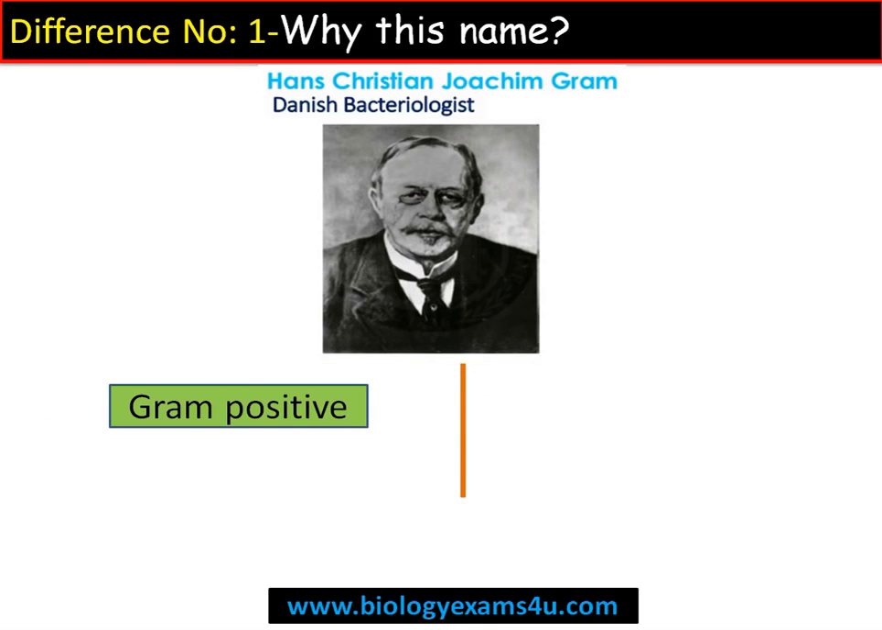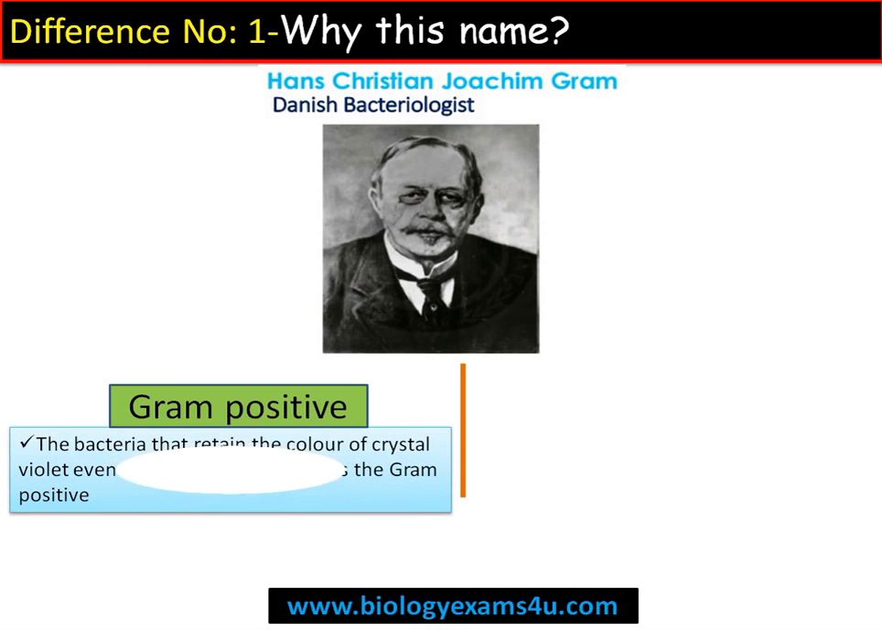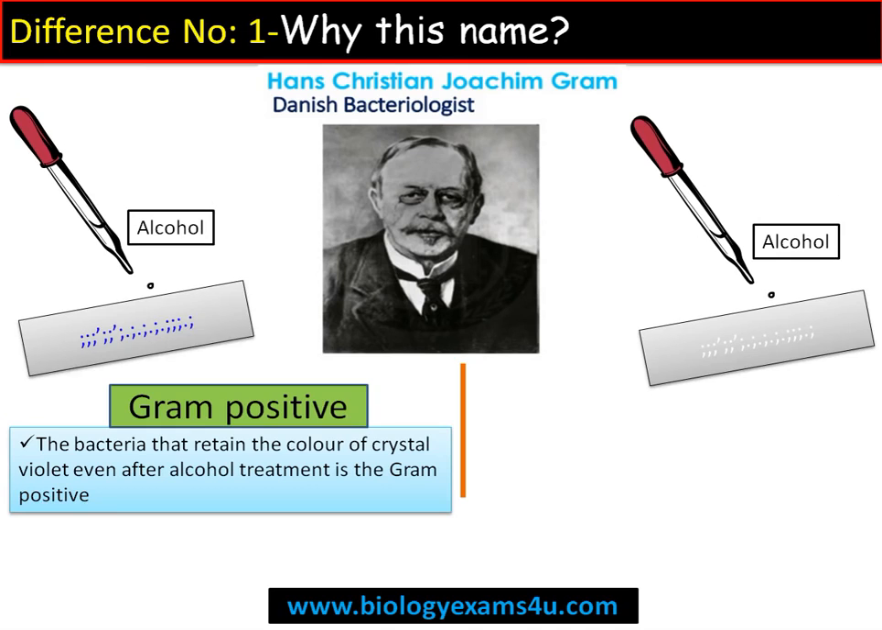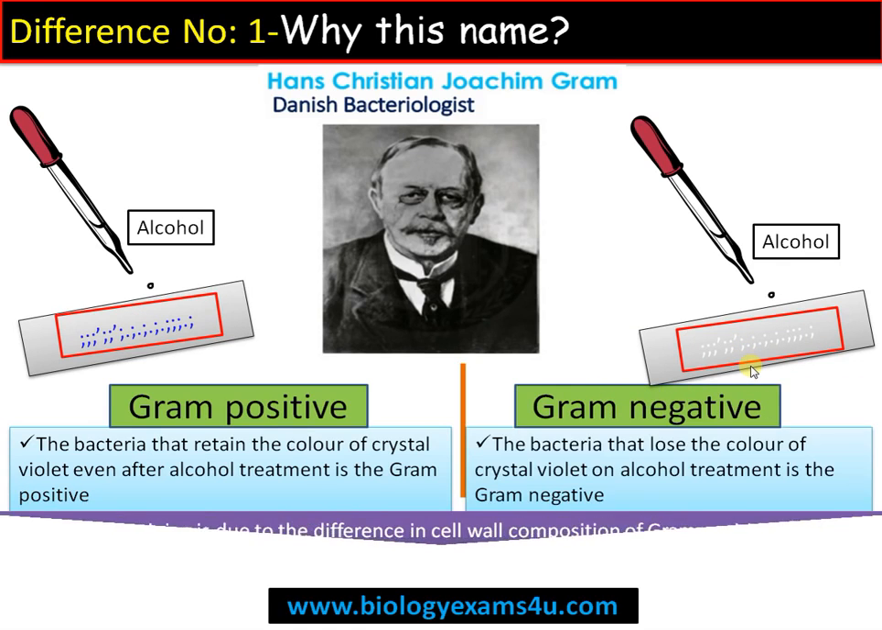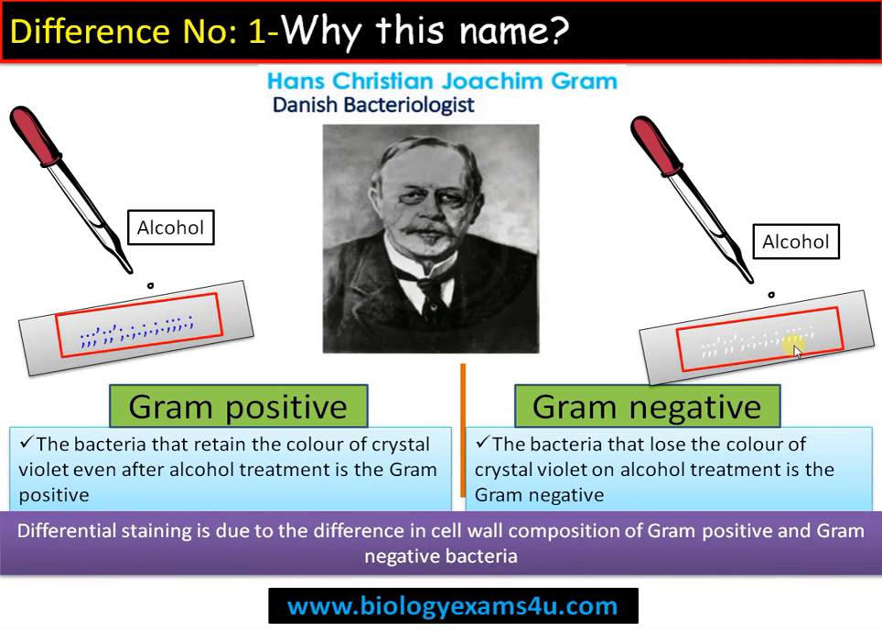Gram-positive bacteria are bacteria that retain the color of crystal violet even after alcohol treatment. Alcohol treatment is a critical step in gram staining. Gram-negative bacteria are bacteria that lose the color of crystal violet on alcohol treatment. This difference is due to the difference in cell wall composition of gram-positive and gram-negative bacteria.